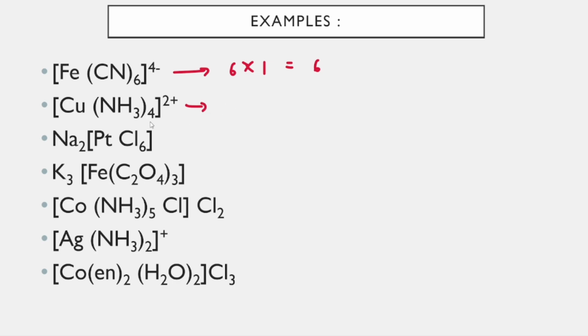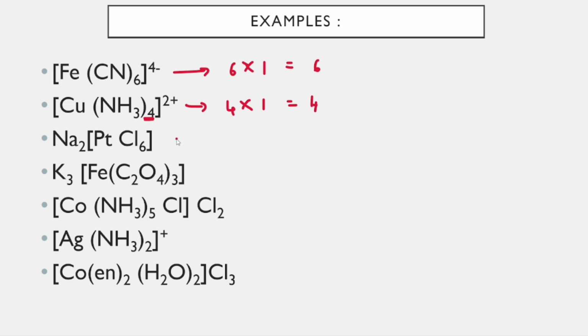Here we have 4 NH3 ligands, [Cu(NH3)4]2+. So 4 NH3 ligands into denticity. NH3 is also a monodentate ligand, so it will have a denticity of 1. So its coordination number is 4.